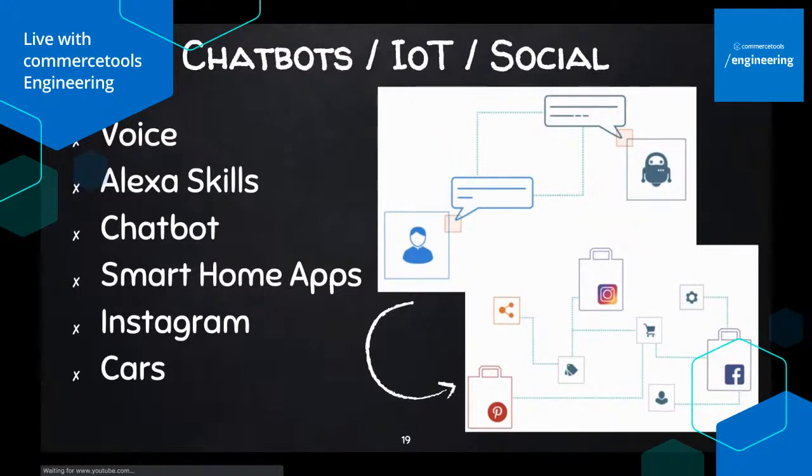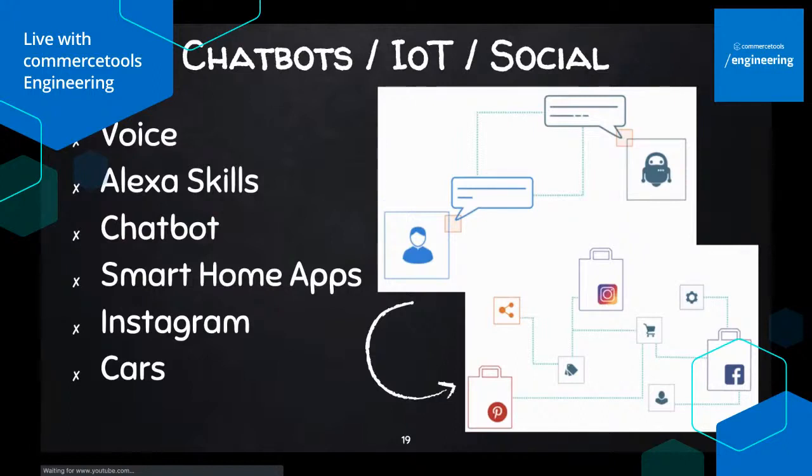You could even integrate with smart home apps, like if you have a smart refrigerator with an interface to order more filters through your refrigerator for your refrigerator. Another example we did with serverless was an Instagram backend piece where we could handle loading Commerce Tools products into the Instagram catalog where you can sell on Instagram.